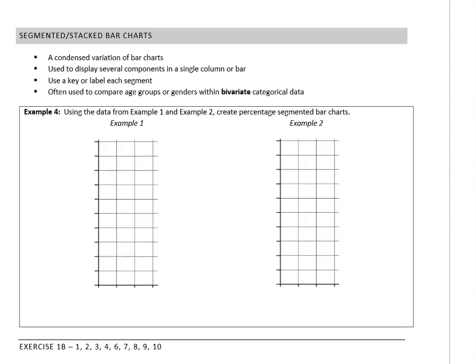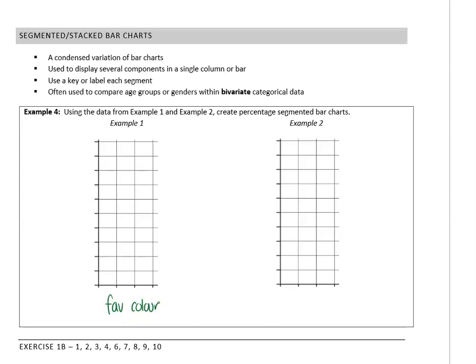So we will look at that a bit later on this term, towards the end of univariate data, or at the start of bivariate data. But for now, just a quick refresh of how we would construct that. So first off, using example 1, which was our favourite colours example, we want to make sure that we are labeling our axes.